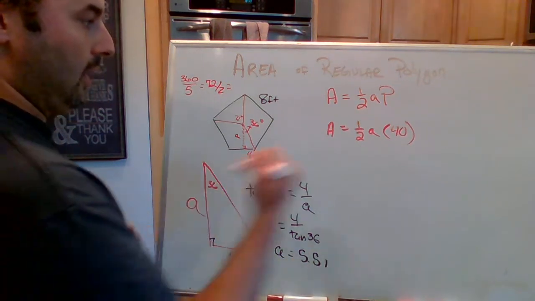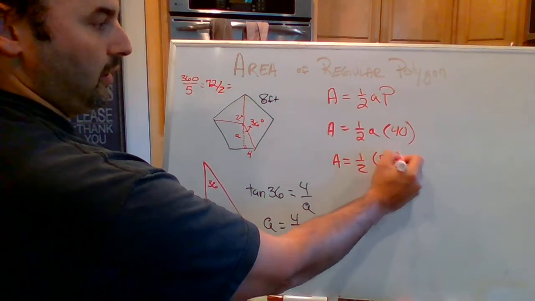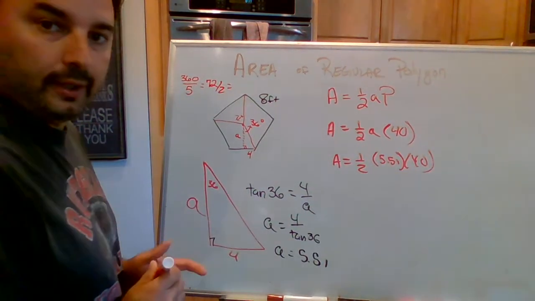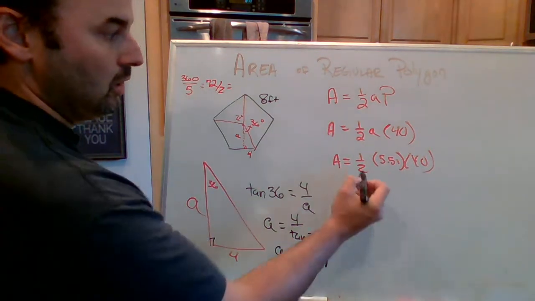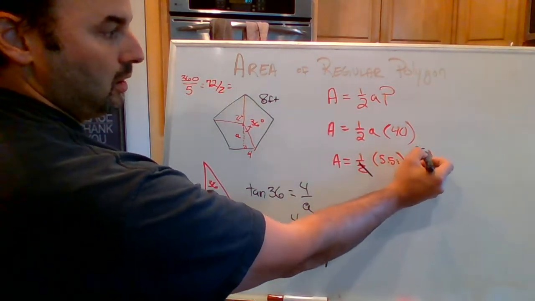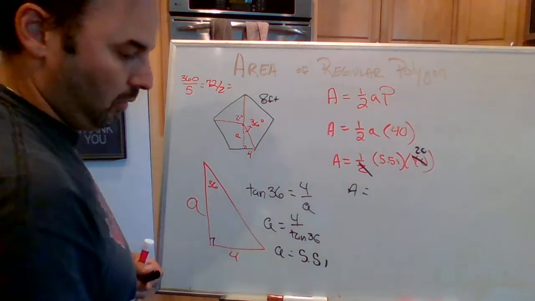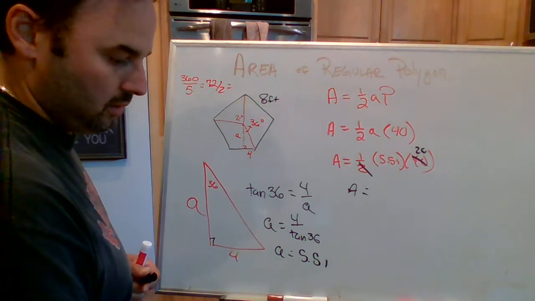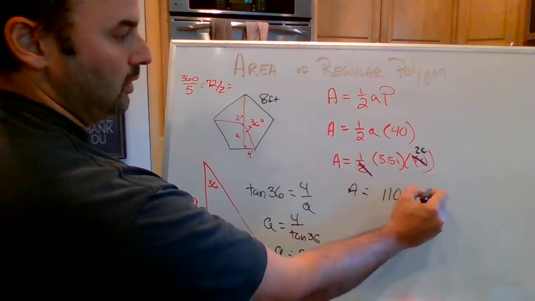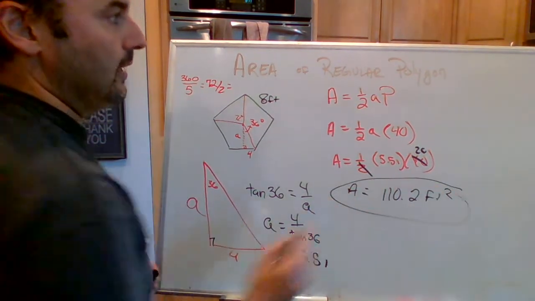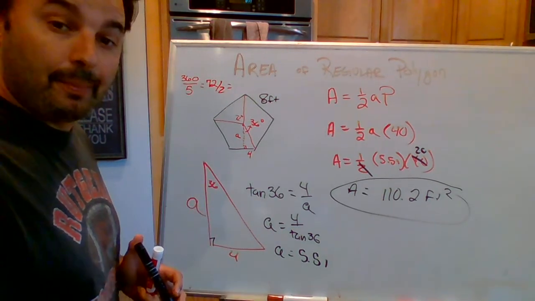So, I now have the area is 1/2 times 5.51 times 40. I like to use calculators the least amount possible. So, half goes into that 40 for 20. 20 times 5.51, don't really need a calculator for that, I guess. 110.2 feet squared.